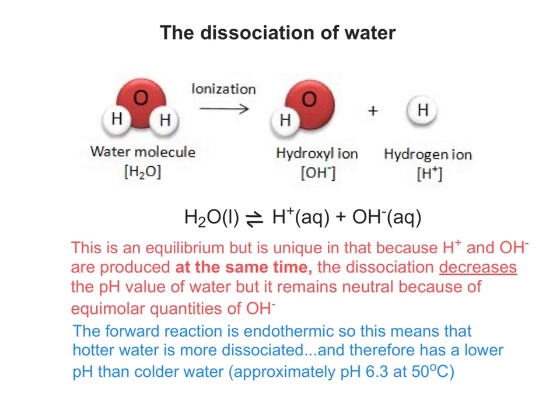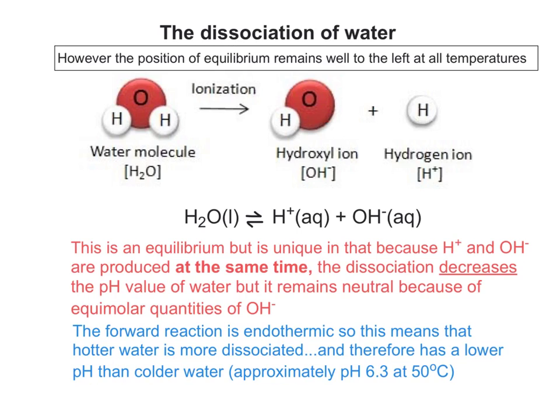Obviously, being an equilibrium, one direction will be exothermic, the other direction will be endothermic. In this particular case, the forward reaction is endothermic, so that means hotter water is more dissociated. The position of equilibrium is shifted to the right at higher temperatures. So if you were to measure the pH of hot water at maybe 50 degrees centigrade, it would be around 6.3 because of a greater proportion of H plus present.